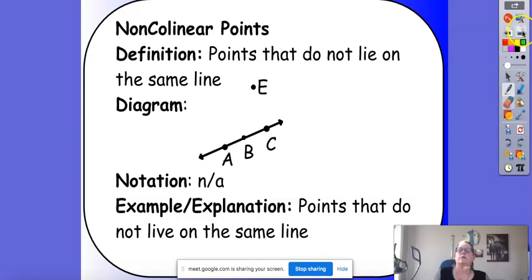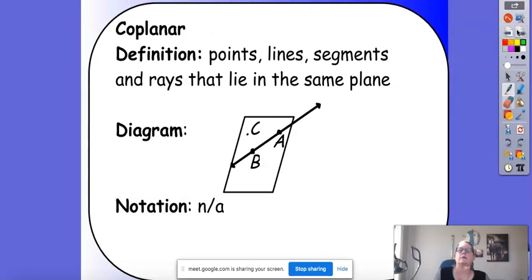Okay, I'm going to go next slide. Coplanar. Again, coplanar. They have to cohabitate or live on the same plane. So you can have points like point C. You can have line segments like line segment AB. You can have rays like the ray BA. Notice I can't really do a ray A going in that direction, but if I go in the other direction, I could say ray AB because I have to have 2 points for that ray. They all live on the same plane.